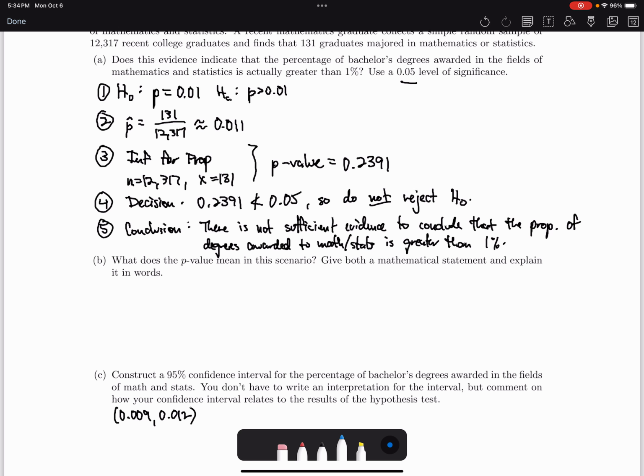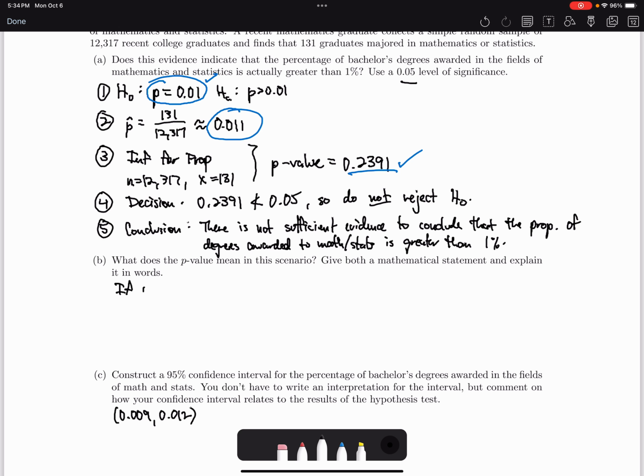Okay, part B, what does this p-value mean in this scenario? Well, it means that if we assume the proportion is 1%, then there's about a 23.9% chance of obtaining a sample proportion of 1.1%. 23.9% chance is not very small, right? So it's certainly not small enough to cast any doubt on our null assumption, or on our null hypothesis, which is why we don't reject it, okay?